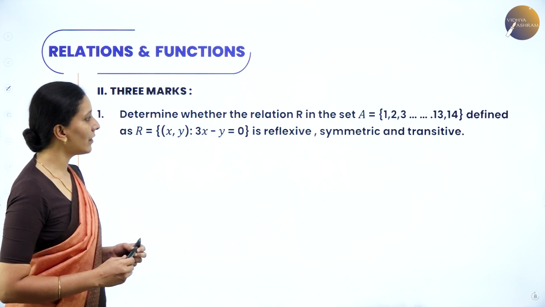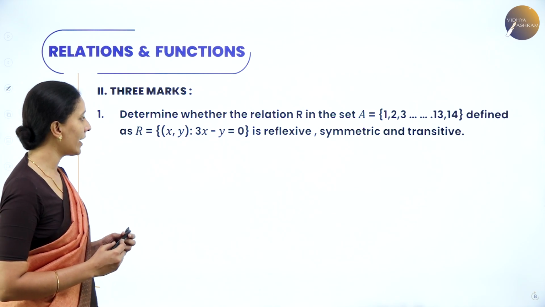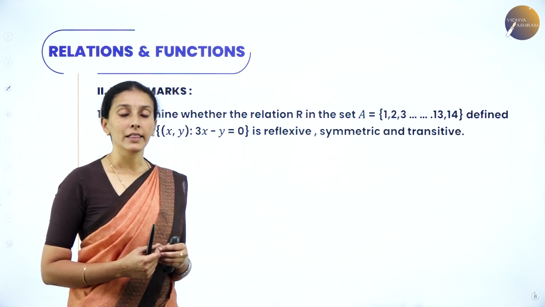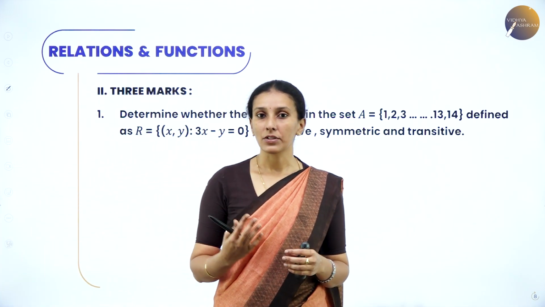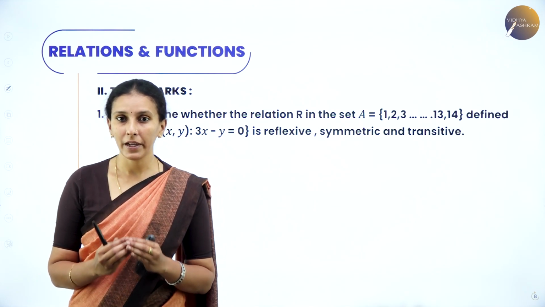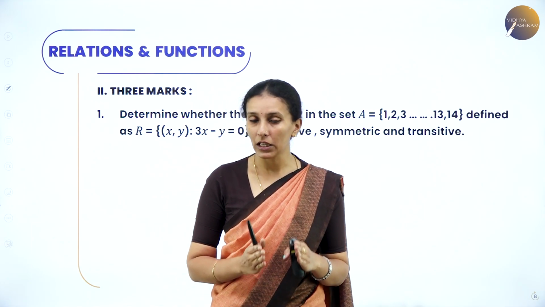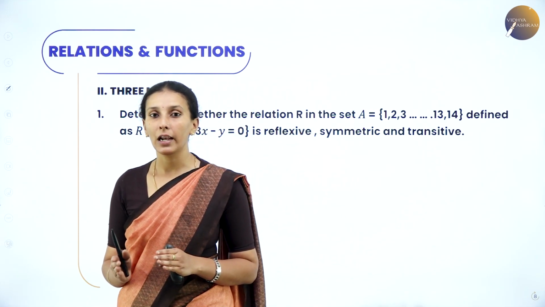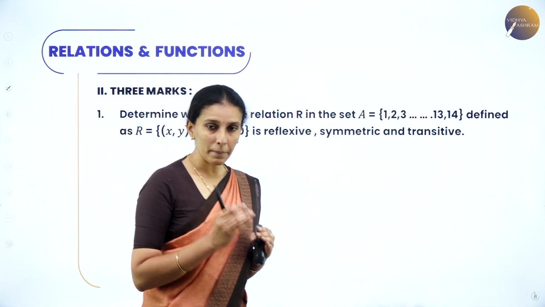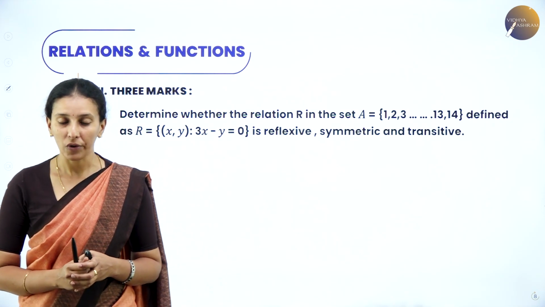Now determine whether the relation R in the set A = {1, 2, 3, ..., 14} defined by R = {(x, y): 3x - y = 0} is reflexive, symmetric and transitive. So let me recall the definitions of reflexive, transitive as well as symmetric relation. Reflexive relation means for all a, there should be an ordered pair in the form (a, a). And symmetric: if you have (a, b) in the relation set, then there should be an element (b, a) in the relation set. Now coming to transitive: if (a, b) and (b, c) belong to the set R, then (a, c) should also belong to set R.